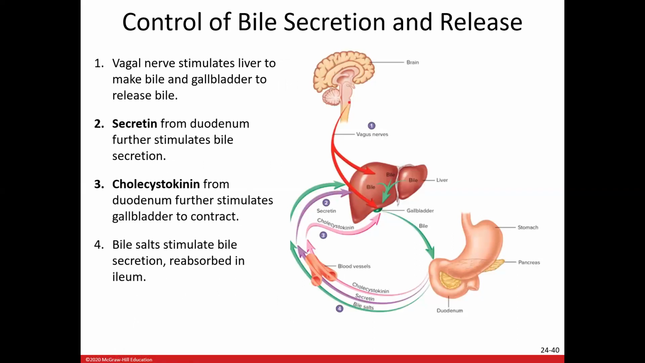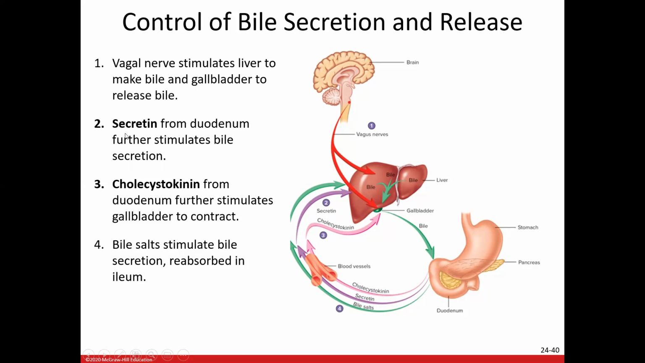Okay, so in terms of controlling the biosecretion and release, this again has similar pathways to what we looked at in the stomach. So the vagus nerve is able to send an action potential to the liver. And ultimately, that is going to stimulate the liver to produce bile. Bile is going to go to the duodenum through all of those ducts and help neutralize stomach acid and emulsify lipids. Those bile salts are going to stimulate the release of additional bile from the liver.